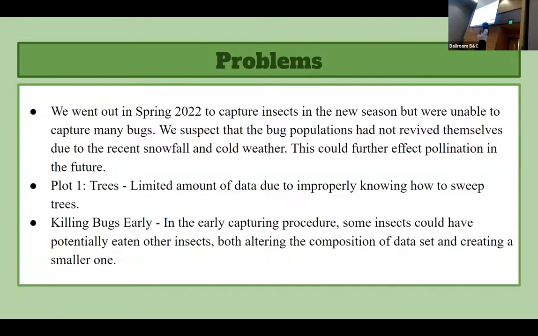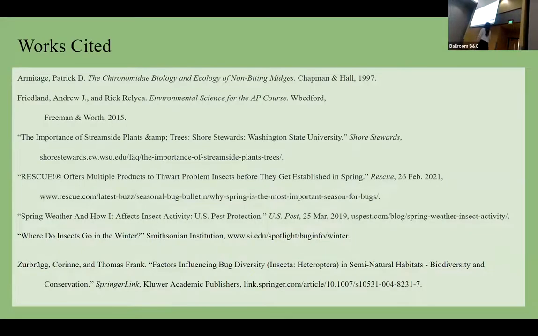And then some problems that occurred: in spring 2022, we were unable to catch many bugs, and we suspected this was because of the recent snowfall and cold weather, which made it difficult for them to revive themselves. And then for plot one, trees, we had improper sweeping, which limited our data. And another issue was that during the early capturing procedure, some insects could have possibly eaten each other, so this messed with our data. And that's works cited.